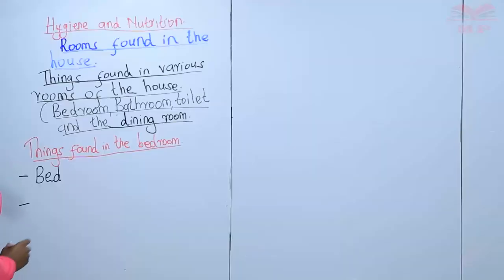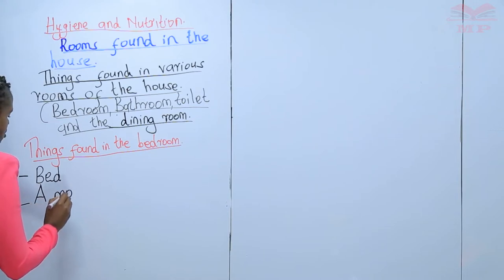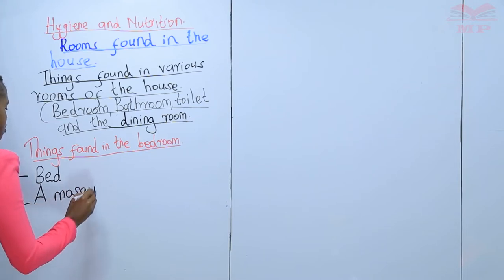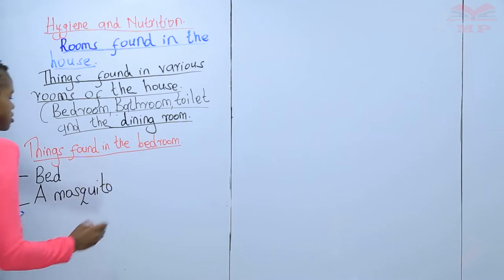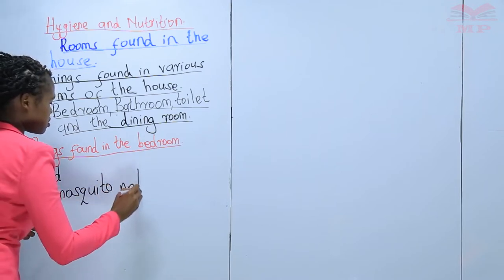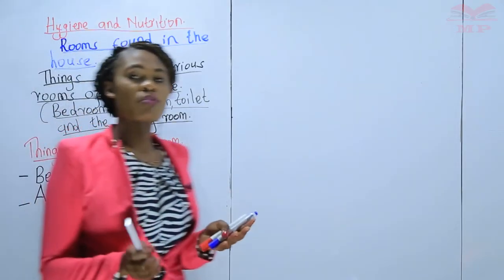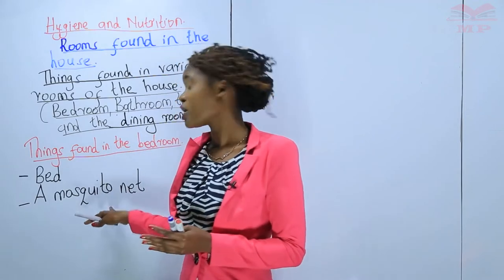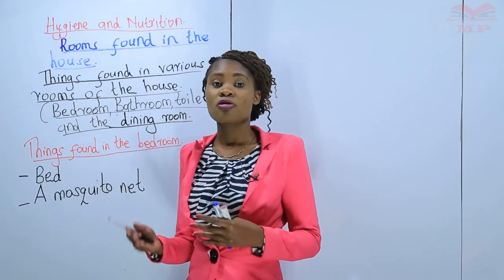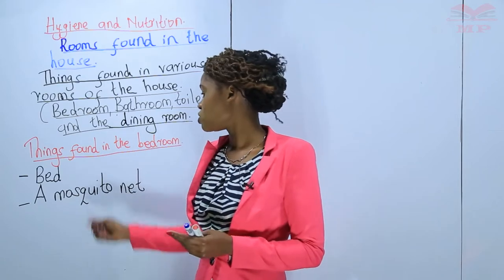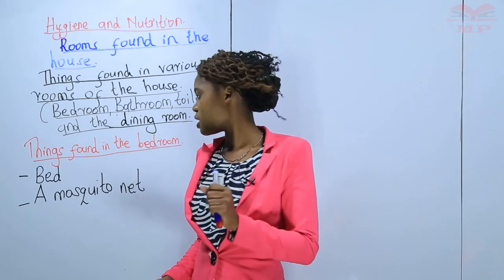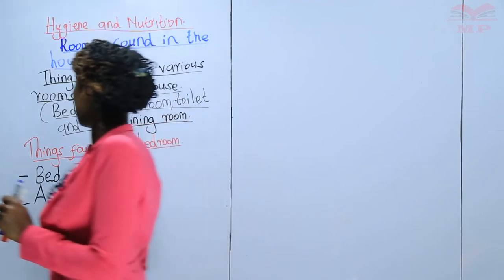We also have a mosquito net. That's a picture of a mosquito net. Don't just write a net. We have different types of nets. So you must write a mosquito net because the mosquito net will help us prevent the contraction of malaria. Mosquitoes are small insects that cause malaria. So a mosquito net is found in the bedroom.